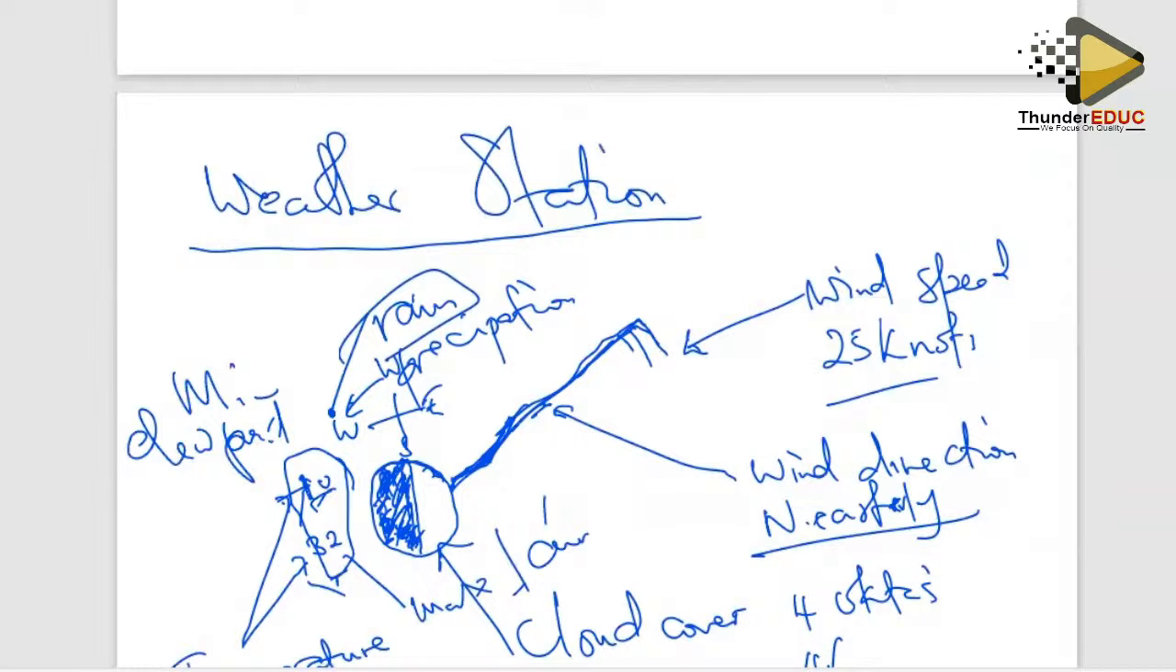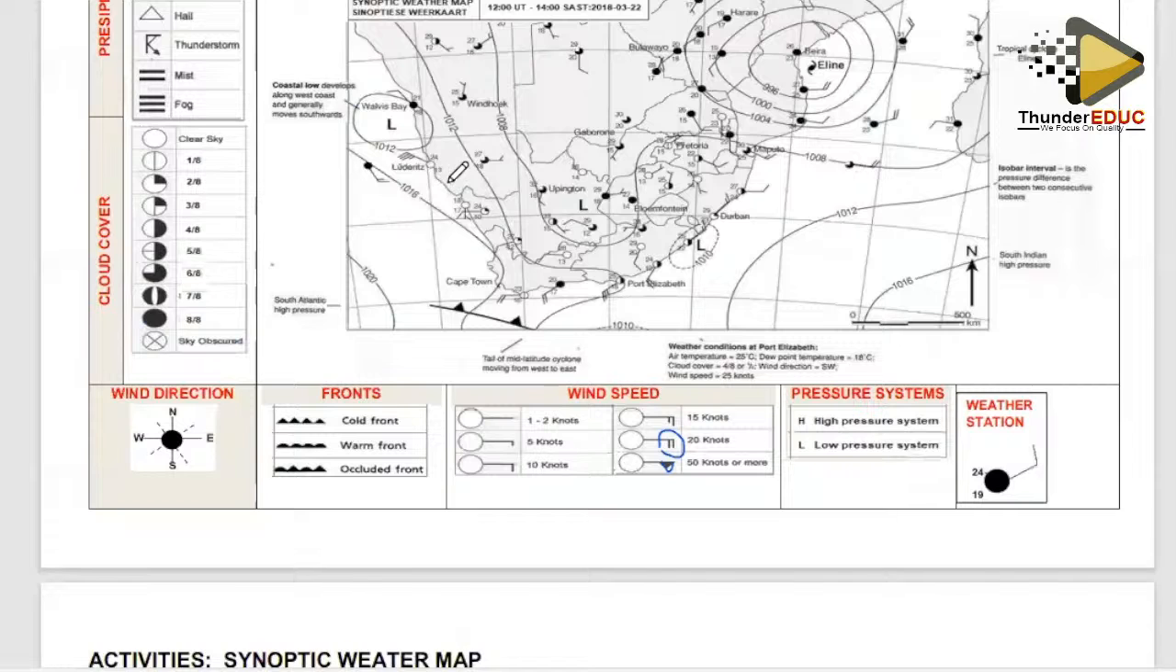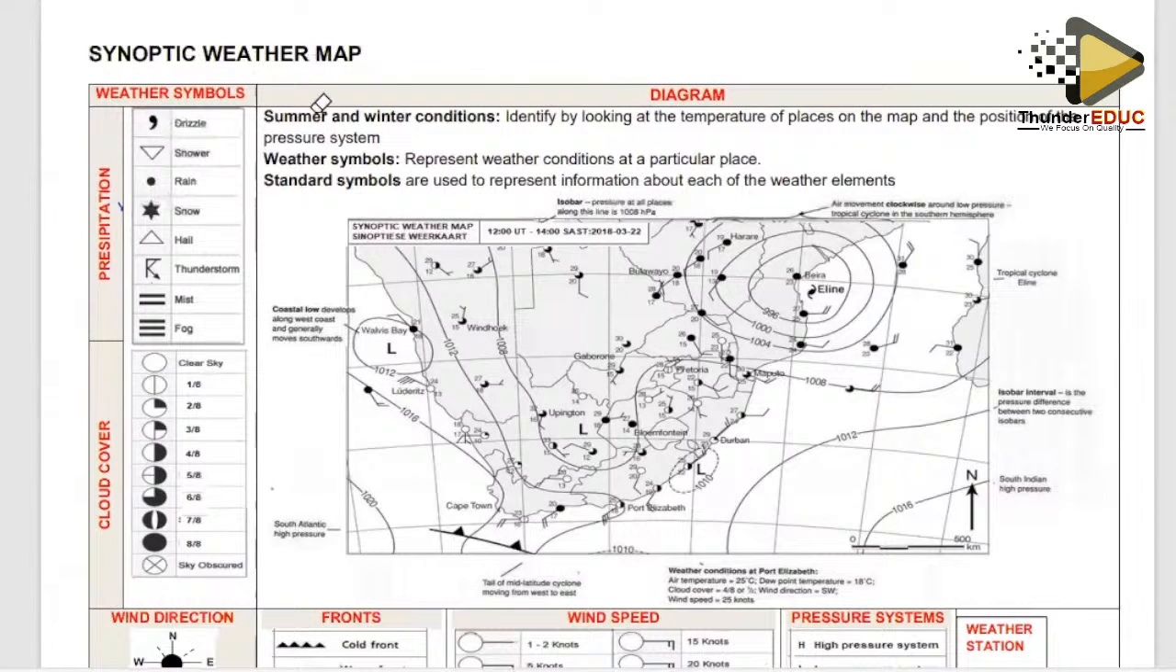Right, going back to our synoptic map, we now want to try to analyze what is happening on this synoptic map here, relating to all the concepts and ending up relating to our summer and winter conditions. The suggestion given here for us to determine whether a map is a summer map or a winter map is that we are told to check the temperatures of places, and also we are told to check the position of the pressure systems. Right.